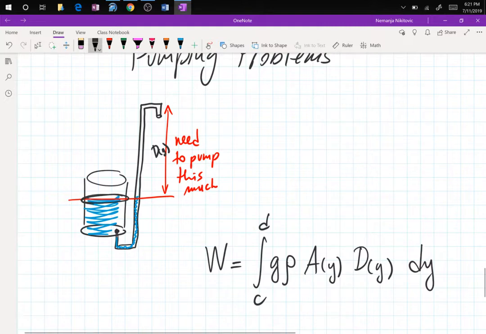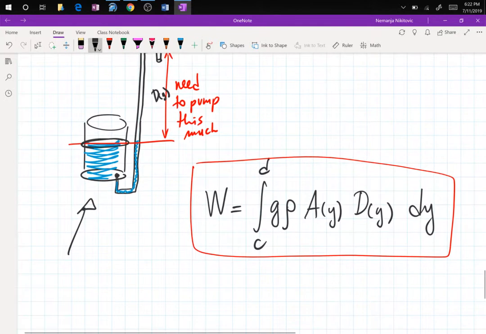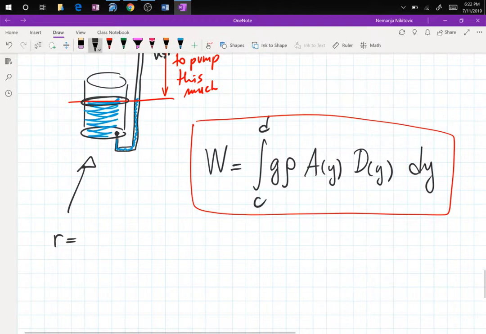Guys, what you see before you is the formula that we are going to use to pump the liquid out. So, for this picture, say that our cylinder has a radius of 1 meter. That means the diameter of that storage is going to be my height. I'm almost 2 meters tall. So, if I say 1 meter in radius, then the diameter of the base is 2 meters.